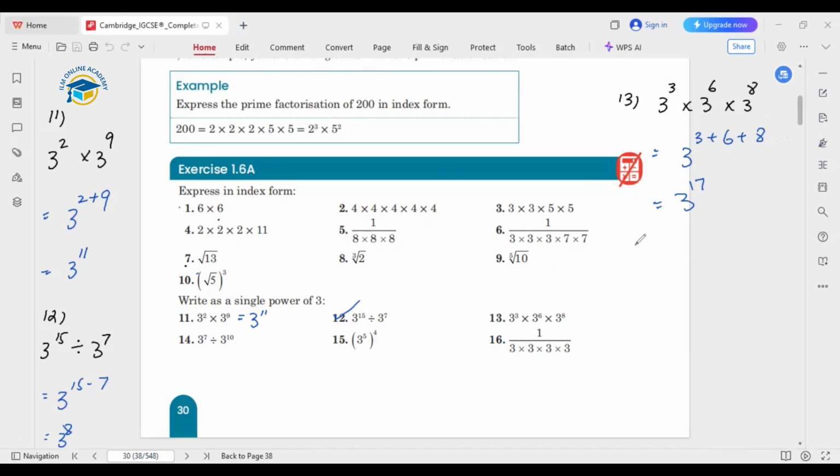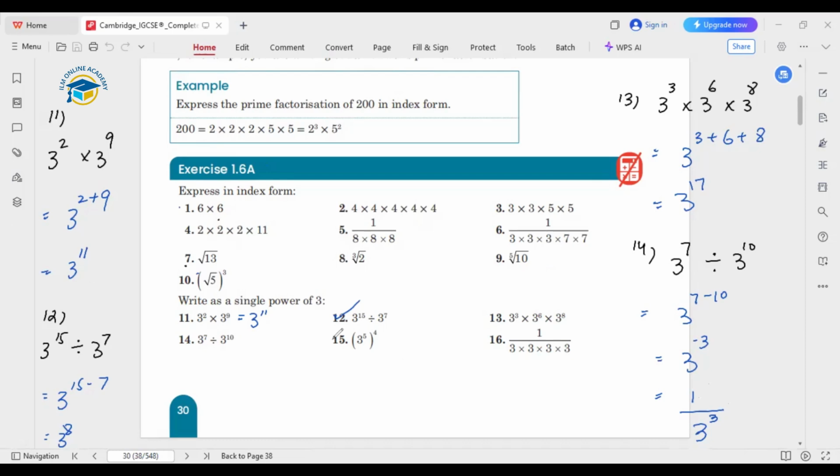Next we need to go with the 14th part. We have 3 raised to the power 7 divided by 3 raised to the power 10. As the division sign is again given, we will be doing 7 minus 10, and that is going to give us a negative power, so we are going to have 3 raised to the power negative 3. But we can make this negative power positive, if we write it in the form of a denominator. That was your fifth rule. Sorry, it's not the fourth rule, in which we need to make the negative power positive.